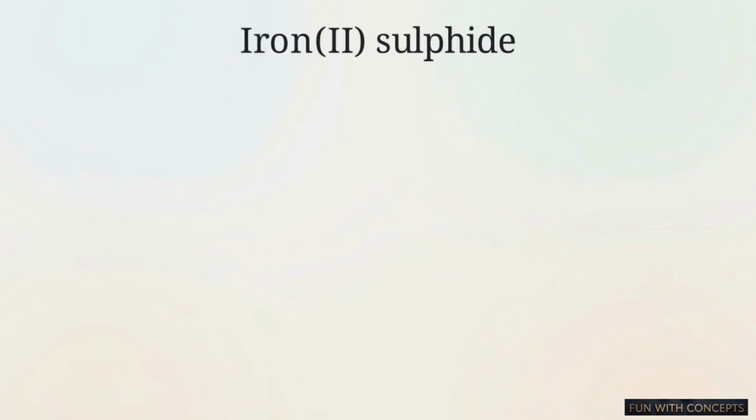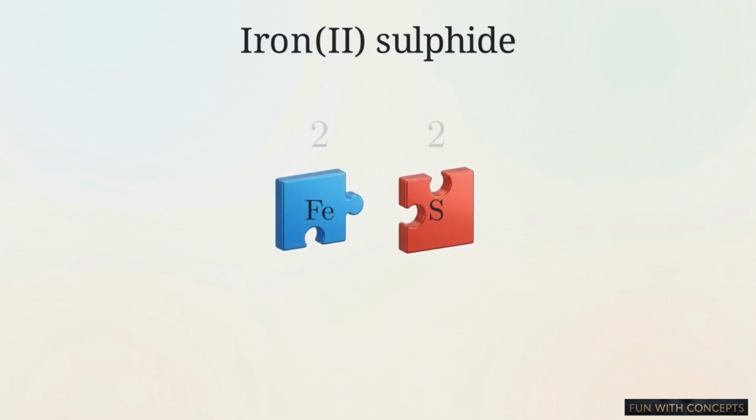Let's apply this sequence to iron 2 sulphide. Iron has a valency of 2, and sulfur has a valency of 2. We write them side by side, Fe and S, and crisscross the 2's to get Fe2S2. Next, we divide by the highest common factor. Since 2 divides into 2 evenly, we reduce the subscripts to 1s. Because we drop the number 1, our final formula is FeS.